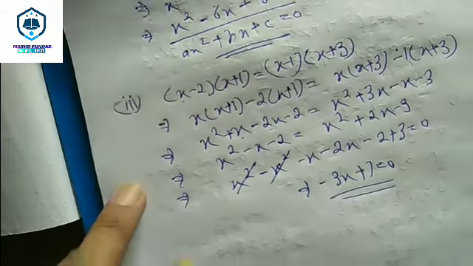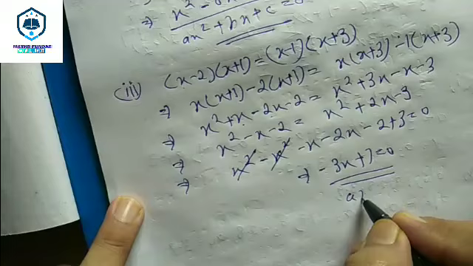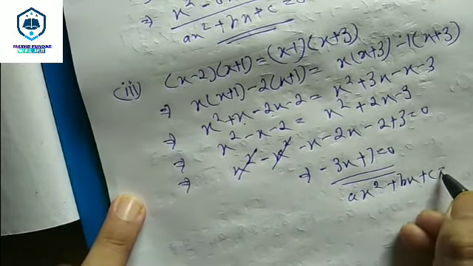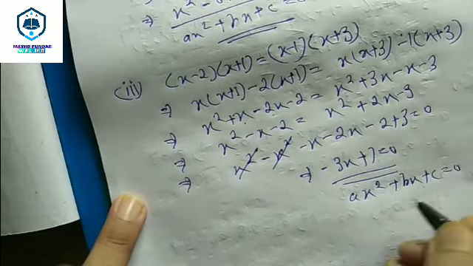So this is not a quadratic equation. The result is very simple because it is not satisfying ax square plus bx plus c equals to 0. As here the x square term is missing, it means it is not a quadratic equation. Okay, we'll take one more example.